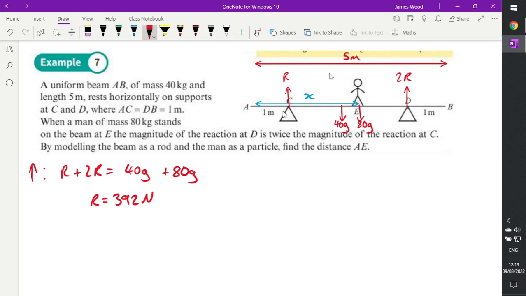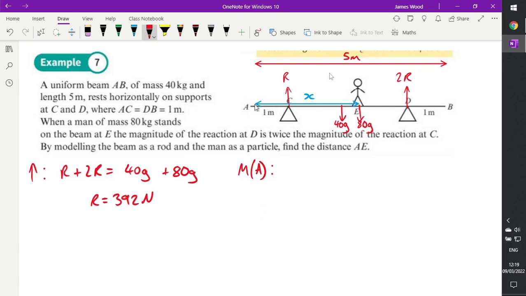Now we need to work out its distance X. Now we can take moments about anywhere on here. We could do it about A, C, E, the centre of mass perhaps, D, B. I'm going to do it about A just because I've measured my distance A to E, which is what I'm trying to find, as being from A. So I'm going to do moments about A, but you could feasibly pick any point on here to do it.